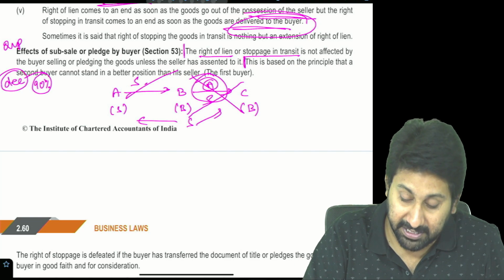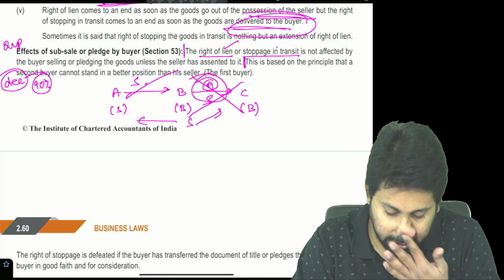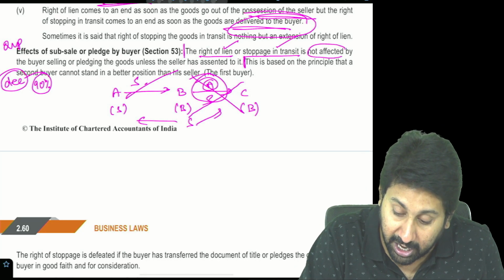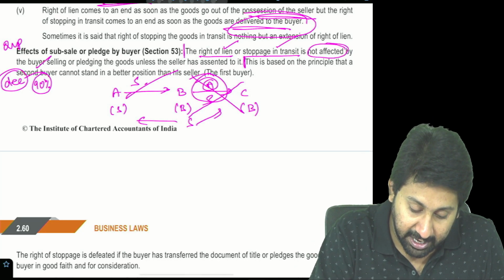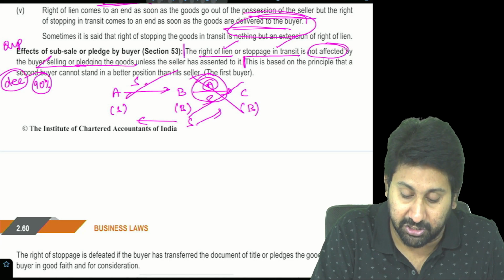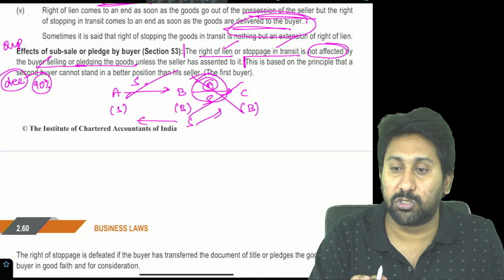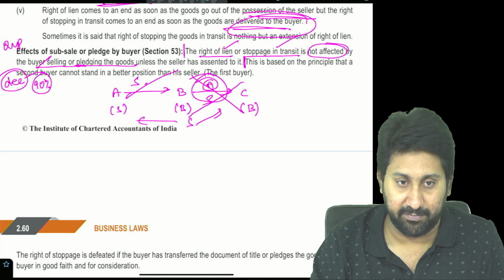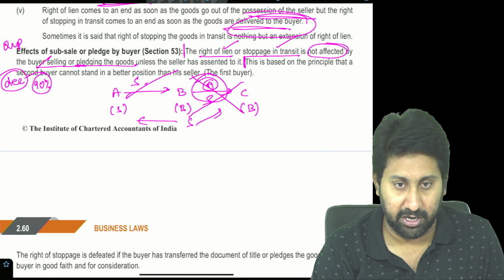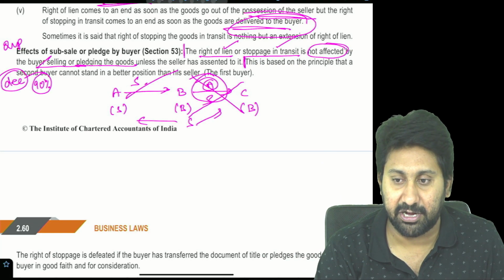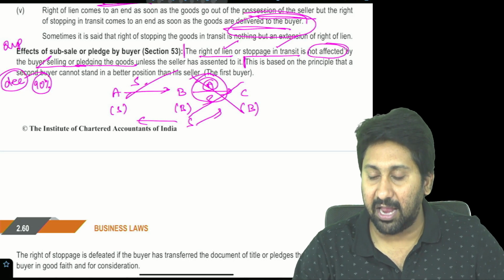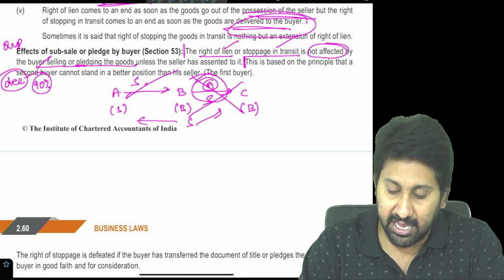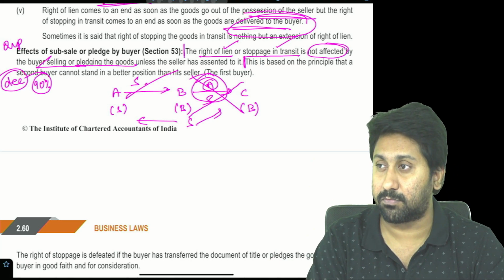Clear? That means the right of lien and the right of stoppage in transit are not affected by the buyer selling or pledging the goods. Pledging the goods means keeping the goods as security. Unless the seller has assented to it. What does it mean? It means if the seller himself said that.